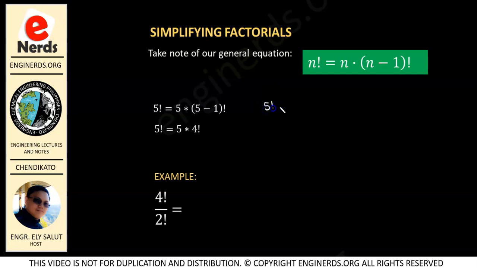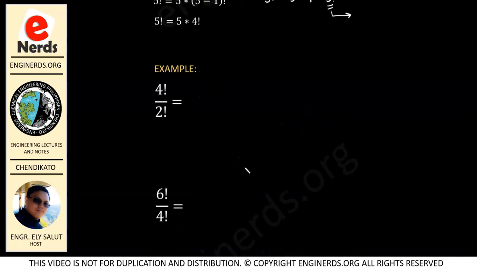5 factorial is equal to 5 times 4 times 3 factorial, no? So, as long as this will represent the remaining numbers, no? Because 3 factorial is still equal to 3 times 2 times 1. Okay, so you can do it anywhere dito sa ating ginagawang expansion. So, let us have an example here. Let us simplify 4 factorial divided by 2 factorial.